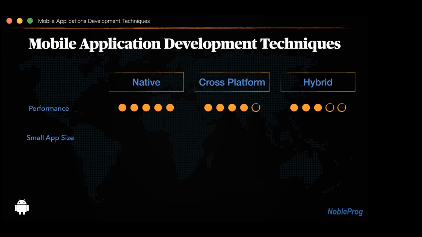The smallest app size actually comes also from the native. After that, the cross-platform, and the hybrid actually it's slightly large application. What about the look and feel? How can the application look good to the user and look native to the user?